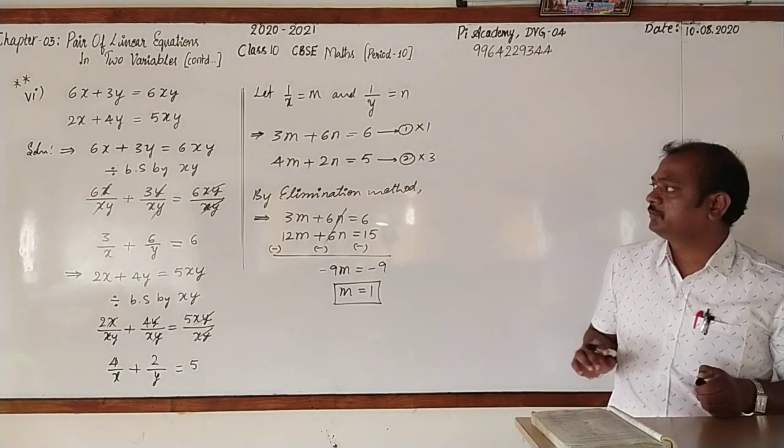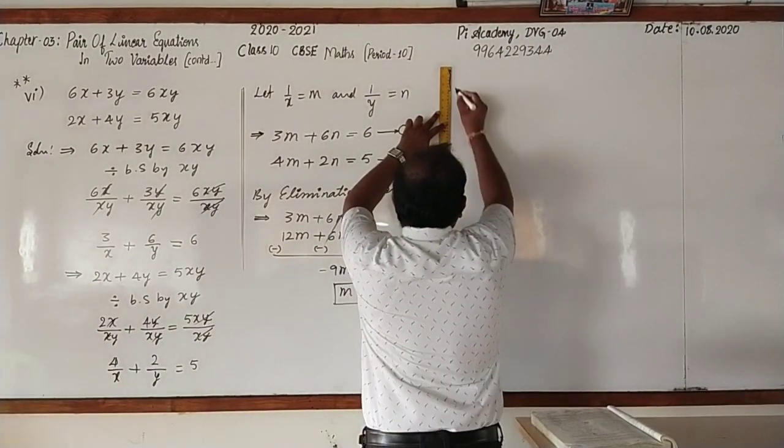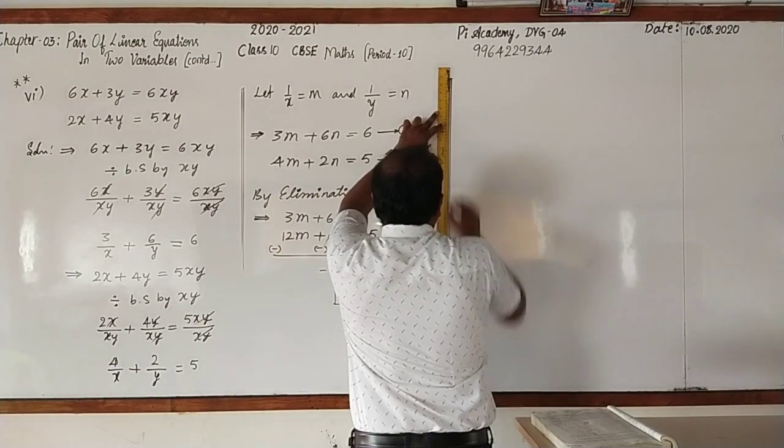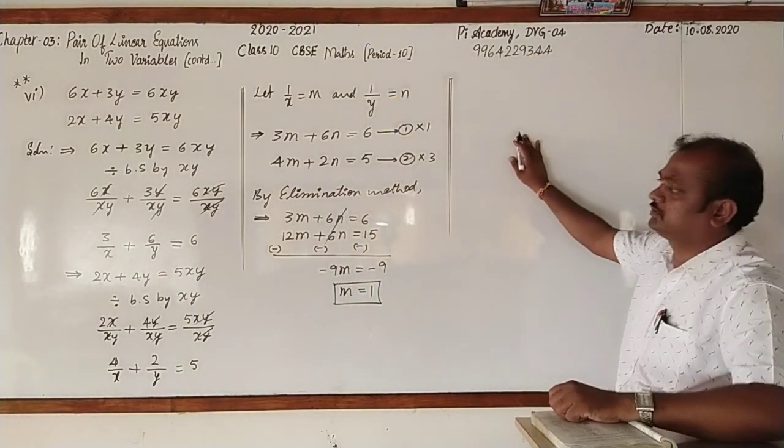Next we want n value. So what should be done? Yes, you are right. It should be substituted. That is, m equal to 1 should be substituted in any one of the two equations.